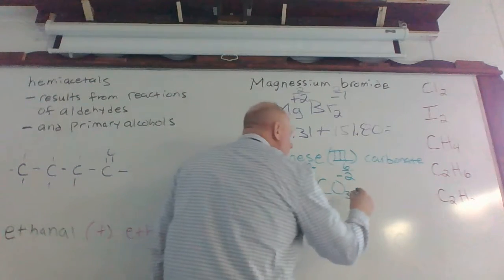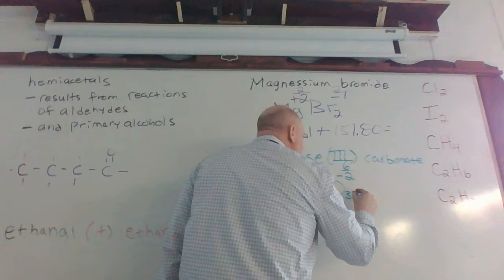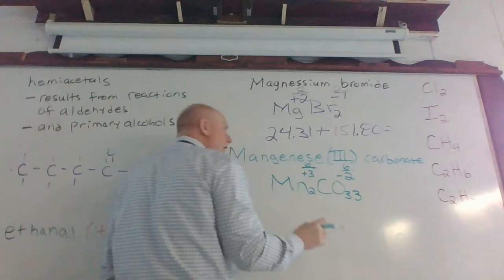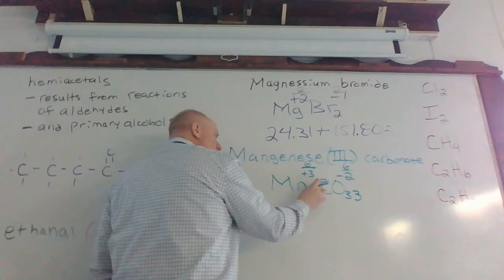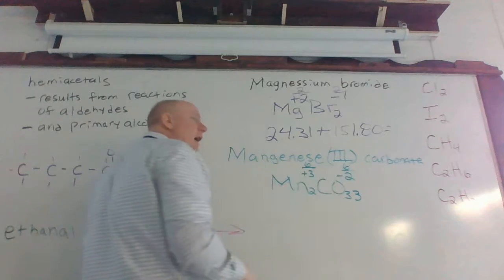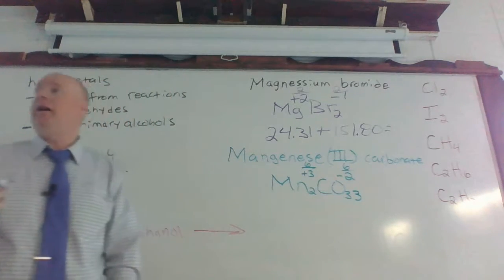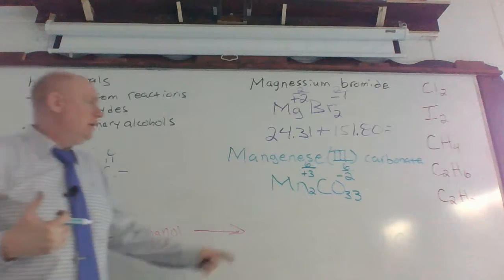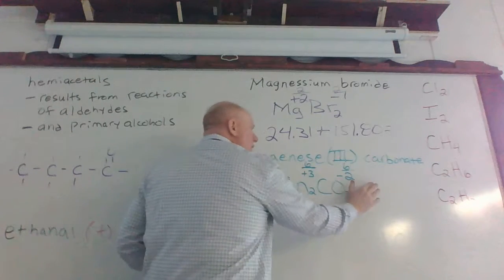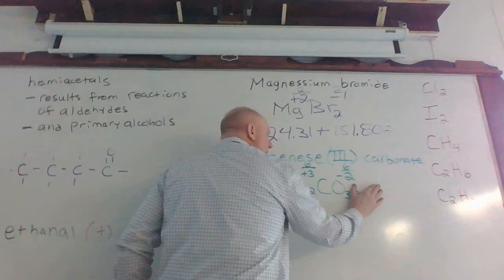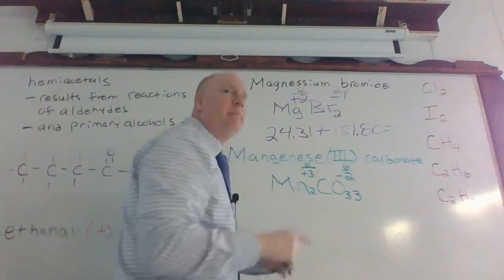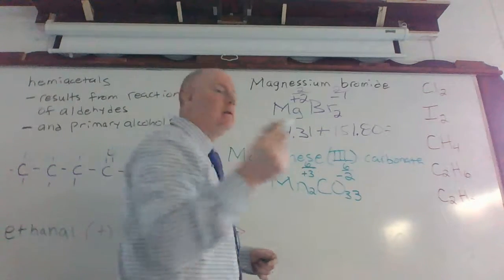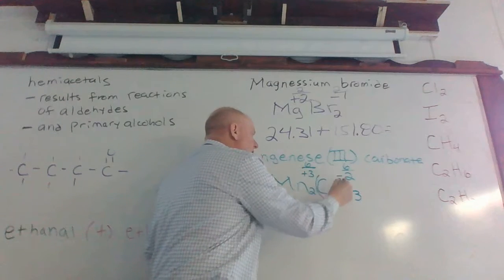some people may forget to do this, but we want to look at this and say, we don't want one carbon in 33 oxygens, because that's what it looks like right now. We want not just one carbonate ion, we want 3 of them. So what happens is you put that in parentheses then.